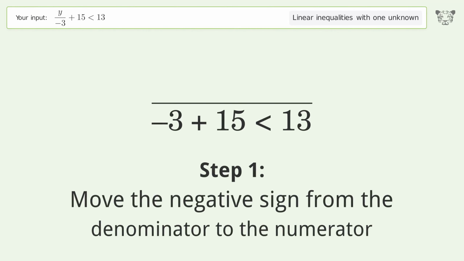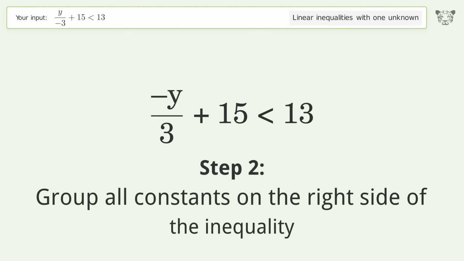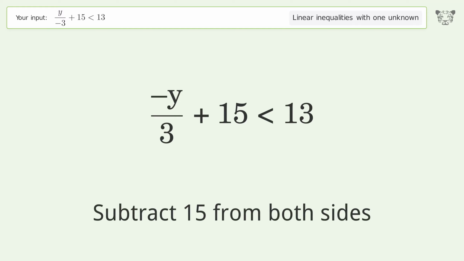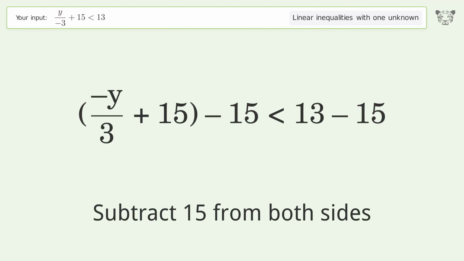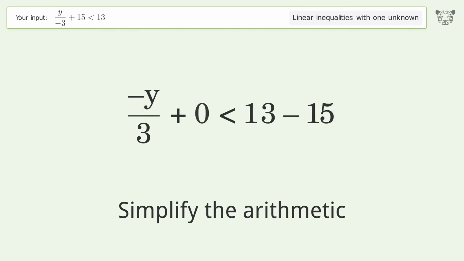Move the negative sign from the denominator to the numerator. Group all constants on the right side of the inequality. Subtract 15 from both sides. Simplify the arithmetic.